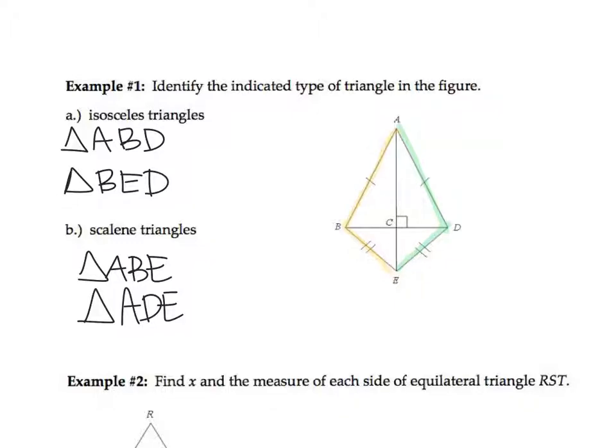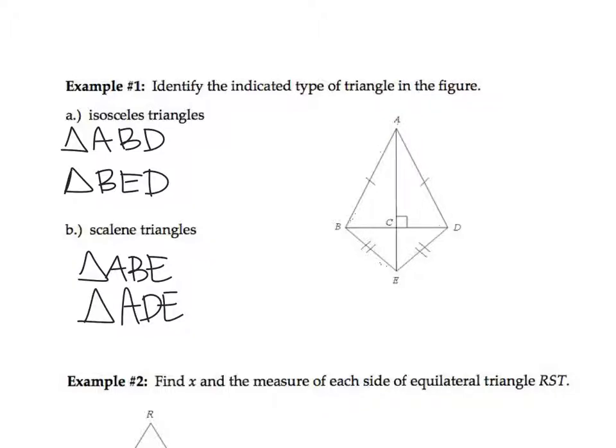We can also deal with smaller triangles inside our shape as well. So we don't know anything of the lengths of BC and CD or AC and CE, so we don't know that any of those are congruent.